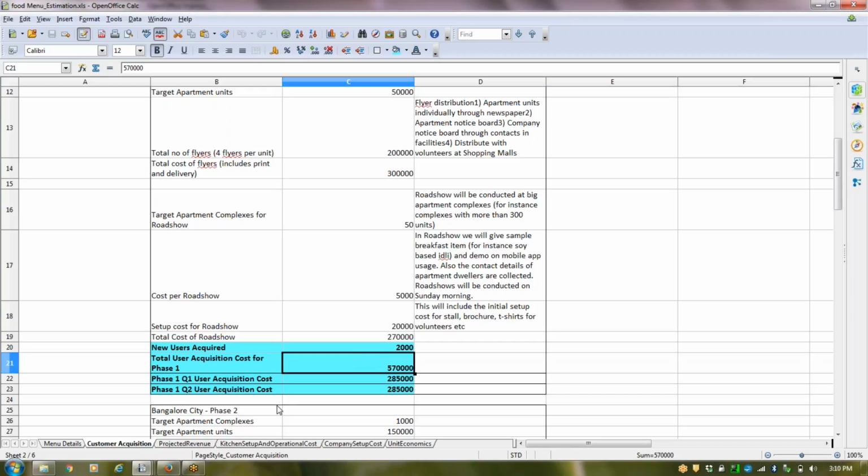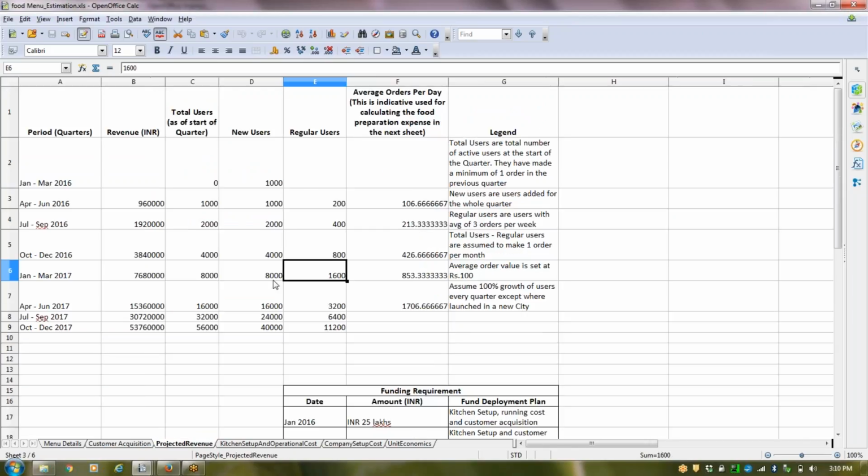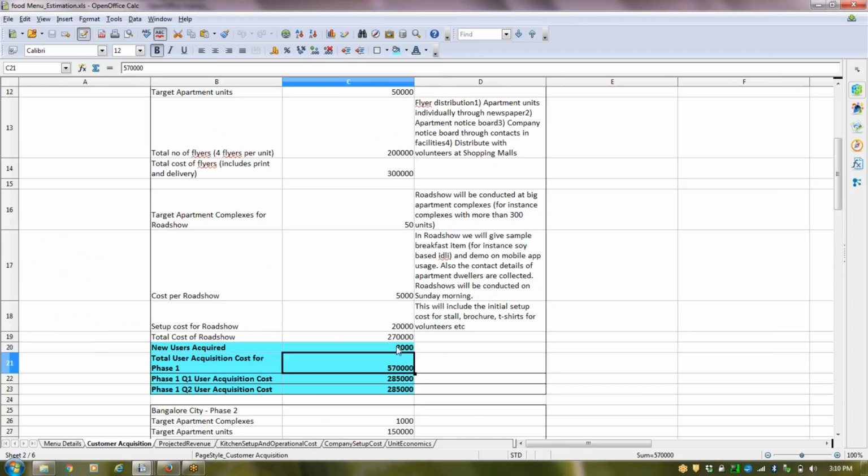And what is the target number of customers being enrolled here? It is 1,000 plus 1,000, 2,000. So phase 2 begins with 2,000. What it means is that the end result of phase 1 would be acquiring 2,000 customers. So you come over here, we see that 5,70,000 is the total user acquisition cost. And how many customers will be acquired? 2,000 customers would be acquired.